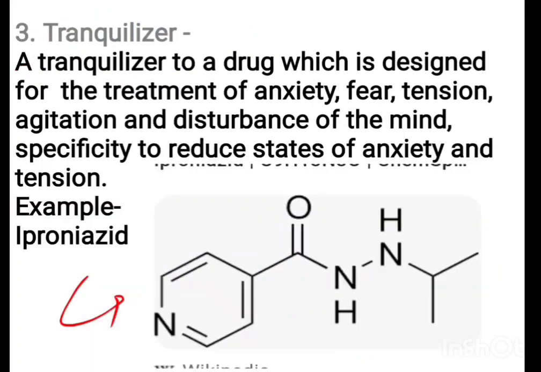Next one, tranquilizer. A tranquilizer is a drug designated for the treatment of anxiety, fear, tension, agitation, and disturbance of mind. Basically it reduces the state of anxiety and tension. Many people face a high level of anxiety and tension, which is why they cannot sleep at night, so they suffer the most serious effects of anxiety. So sometimes tranquilizers are used. Iproniazide is an example.